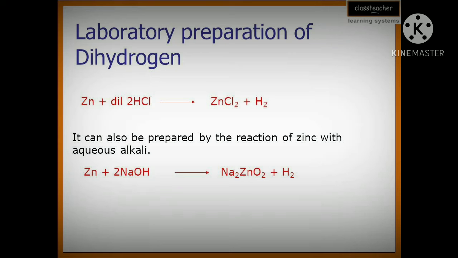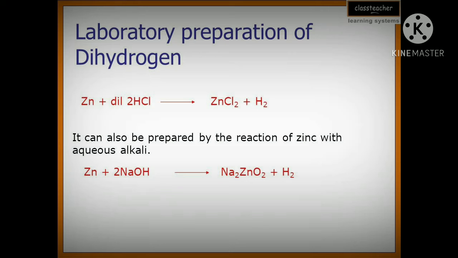Now, what are the reactants used here? First, granulated zinc in a flat bottom flask, and second, dilute hydrochloric acid, which is added through the thistle funnel.